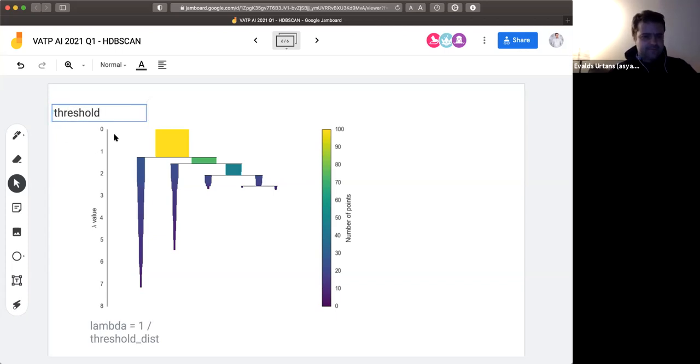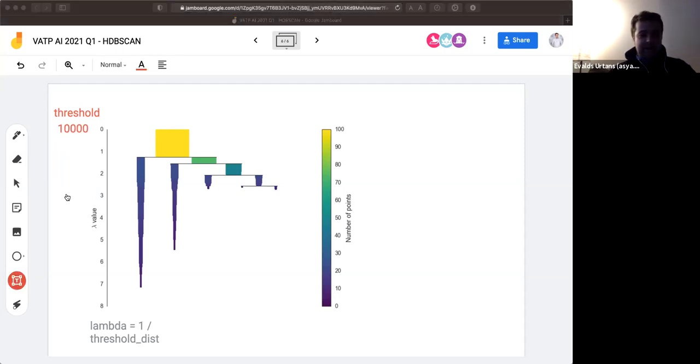Let's color this a little bit. In the top part, if we think about 1 divided by something, this means there is a very large threshold. All of the samples within a 10,000 radius or whatever, this is not exactly a radius because it is a minimal spanning tree, but anything inside that distance is included in one huge cluster. That's why there's a yellow huge cluster.